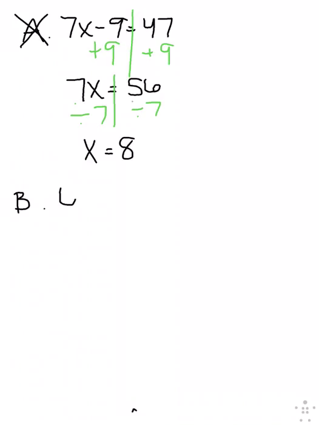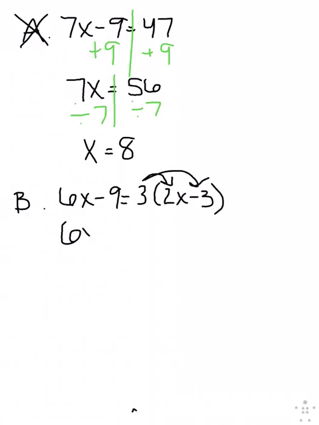Letter B, 6x minus 9 equals 3(2x minus 3). First step is to distribute. 3 times 2 is 6. 3 times negative 3 is negative 9. 6x minus 9 equals 6x minus 9. They match. They're the same on both sides, and so that is an infinite solution. Letter B is incorrect.